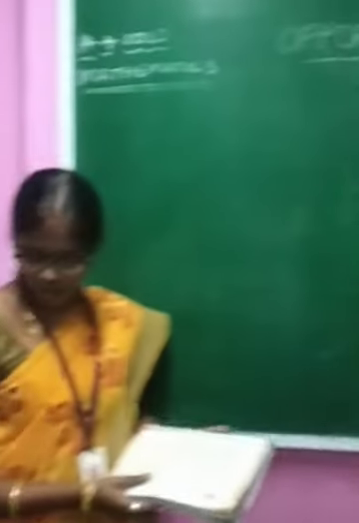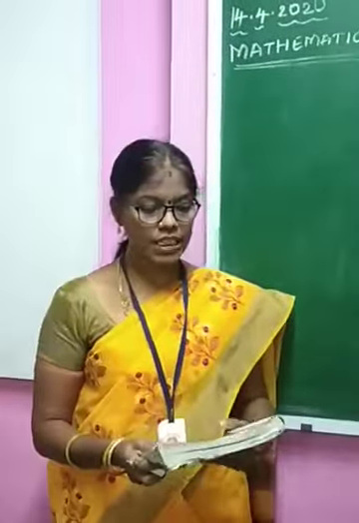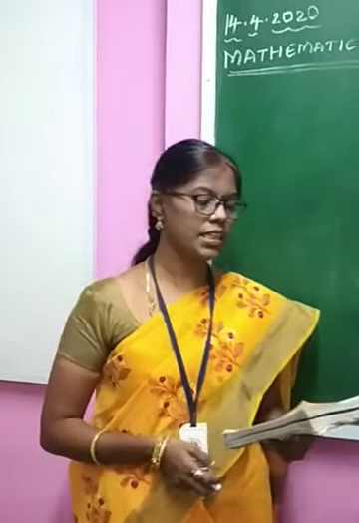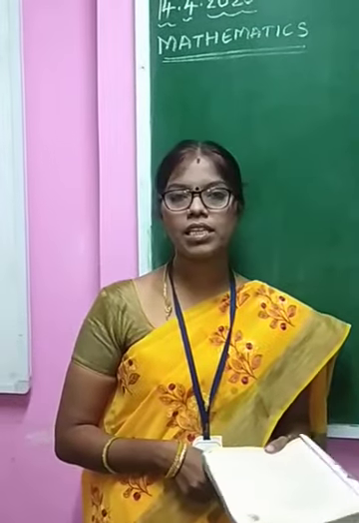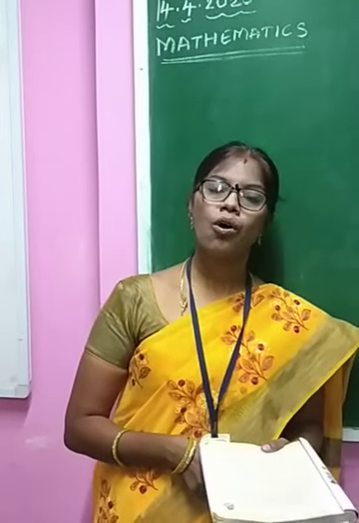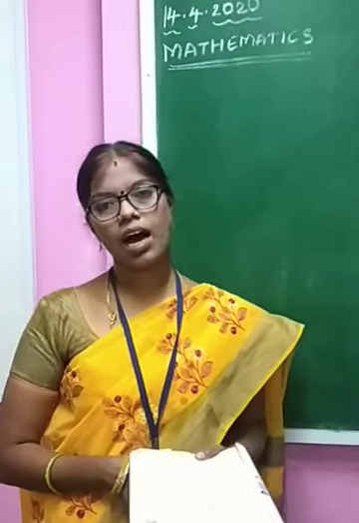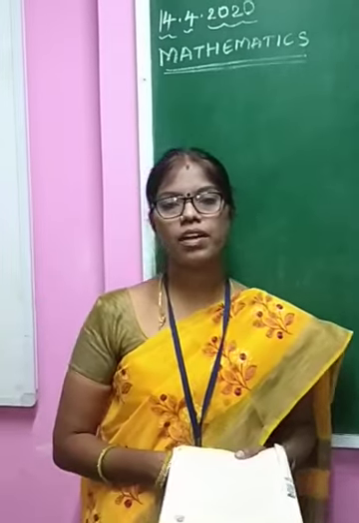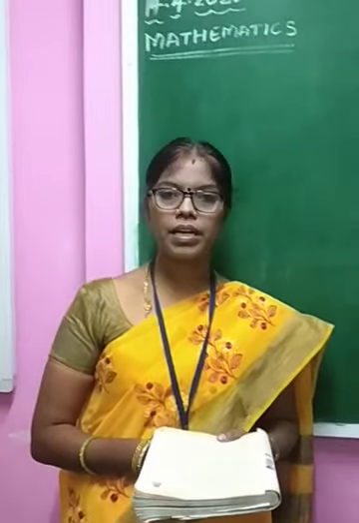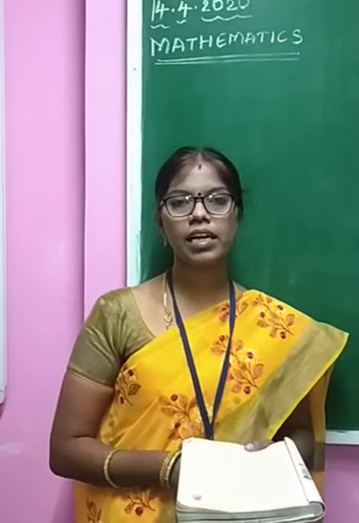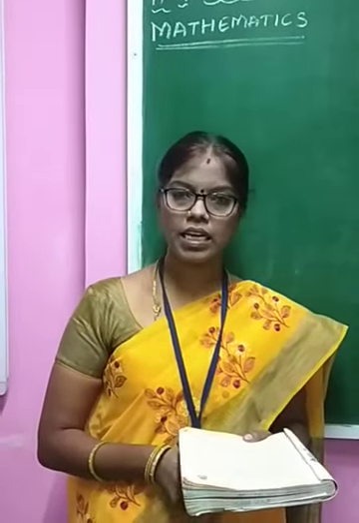Now let us recall. Yesterday we saw which numbers are rational numbers. Natural numbers, whole numbers, and integers are rational numbers. If the square root of a number is a whole number, then it is a rational number. Terminating decimals or non-terminating recurring decimals are rational numbers.